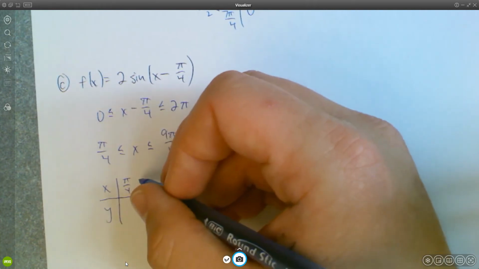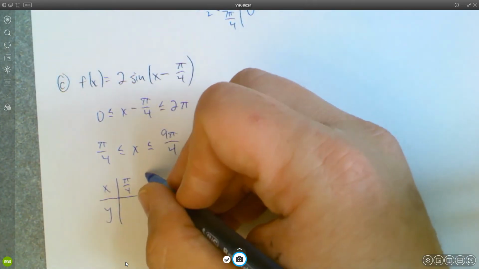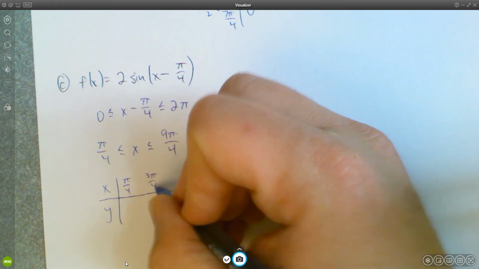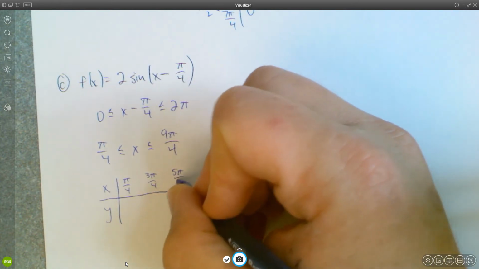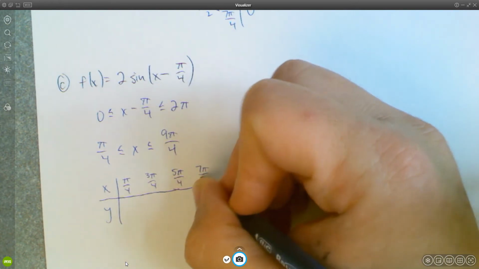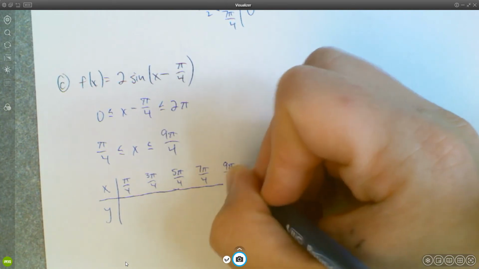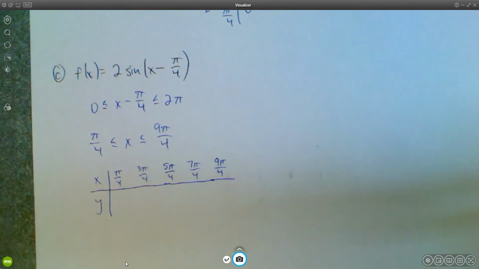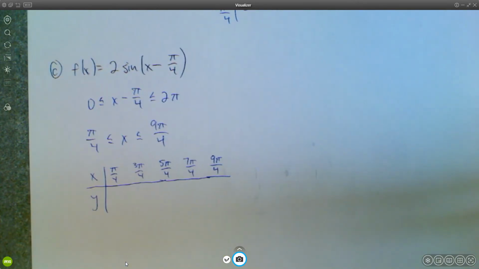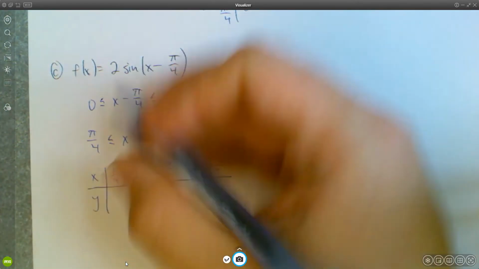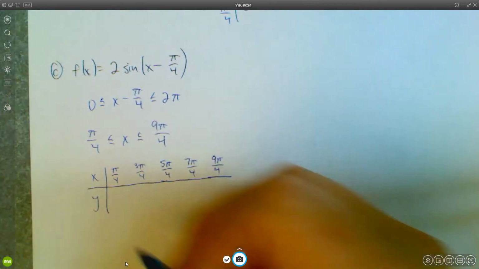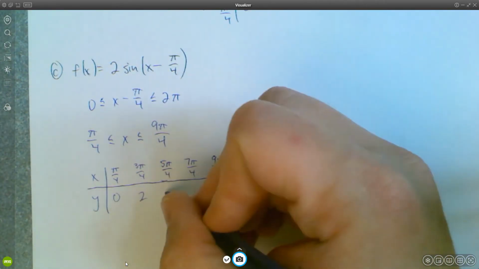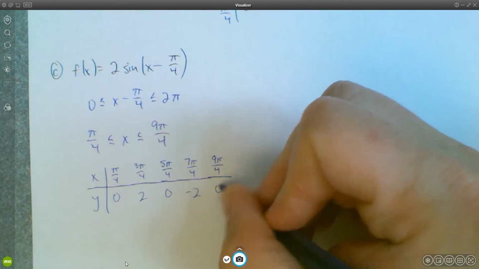So if I add pi over 2, that's the same as 2 pi over 4. So I'm going to end up at 3 pi over 4. And if I do it again, and again, and again. And now for the sine function, same pattern as usual, right? Oh, but I'm multiplying by 2. So 0, 2, 0, negative 2, 0.